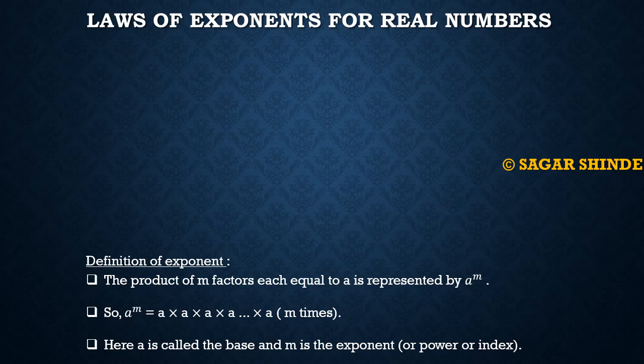In this exponent form a raised to m, we call a as the base, means the number which is repeating, and m as the exponent or power or index, means m is the number of times the given number is repeating. Getting it? So a is called as base and m is called as exponent or power or index. So this is the definition of exponent.